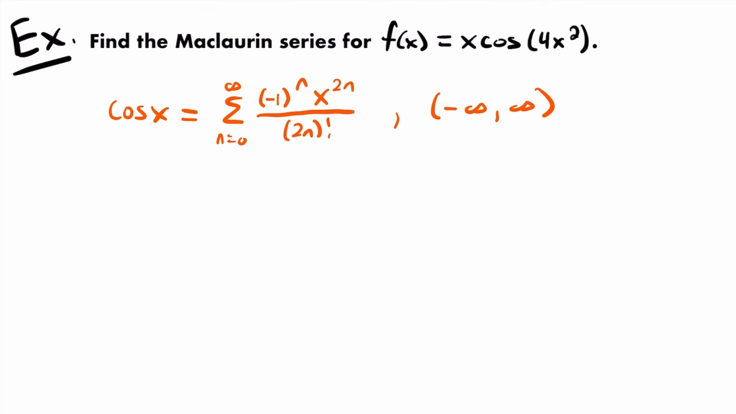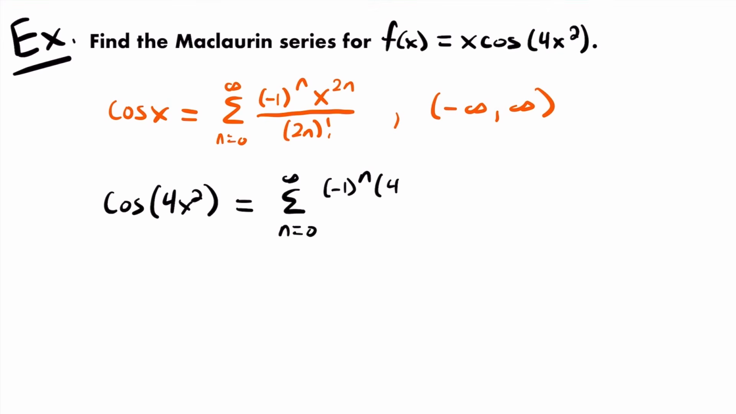series. Right? What we can say is that cosine of 4x squared, and don't worry, I did not forget about this x, we'll come back to that in a little bit, will be equal to the sum from n equals 0 to infinity of negative 1 to the power of n times x to the power of 2n, but this x will be replaced with 4x squared, since that is what x now is. All right, so we're going to have 4x squared to the power of 2n divided by 2n factorial.